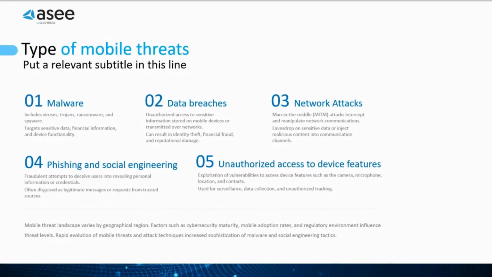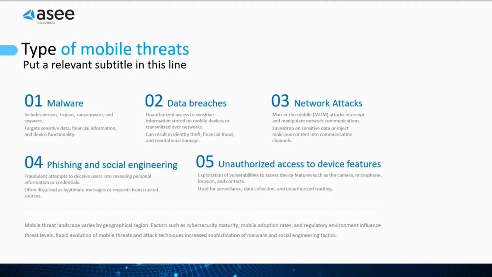Second one, we have data breaches. Unauthorized access to sensitive information stored on the mobile device or transmitted over a network can cause a data breach. A data breach can result in identity theft, financial fraud, and reputational damage to individuals and to businesses as well.